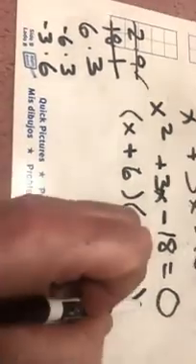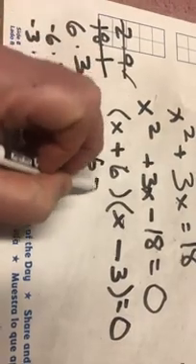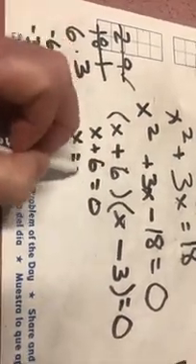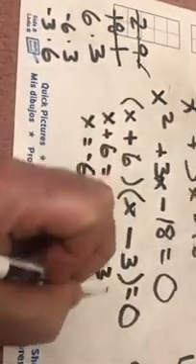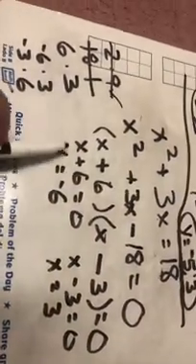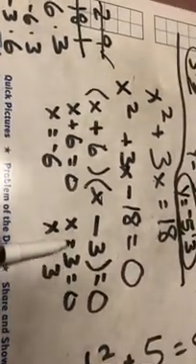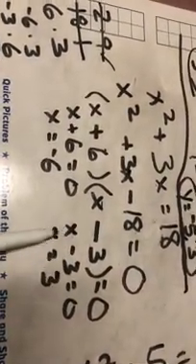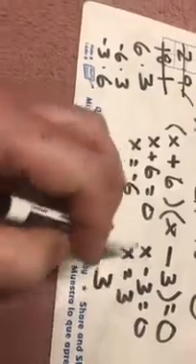But now I need to solve it to make it all equal 0. If x plus 6 equals 0, then x must be equal to negative 6. If x minus 3 equals 0, then x must be equal to 3. Because here I'm subtracting 6 from both sides, and 0 minus 6 is negative 6. Here I'm going to add 3 to both sides to isolate x, which means x is equal to 3. Which means my final answer is x is equal to negative 6, or x is equal to 3.